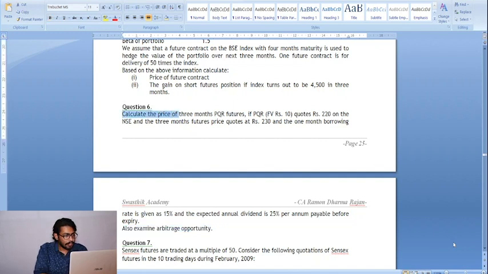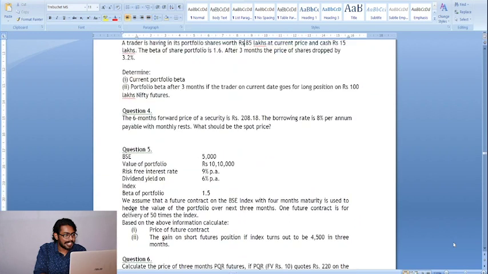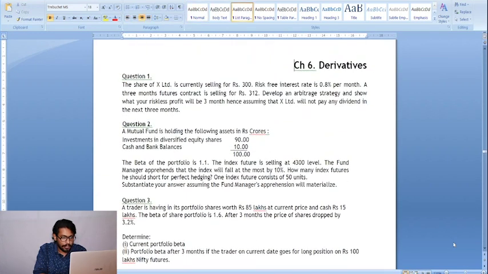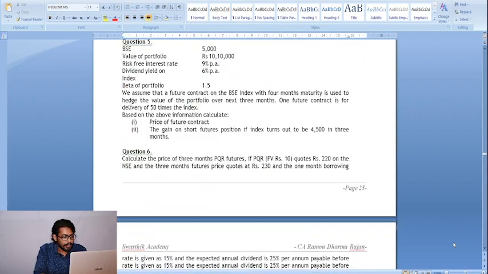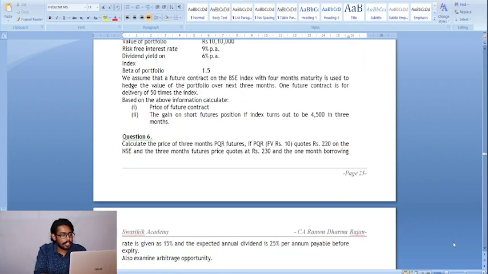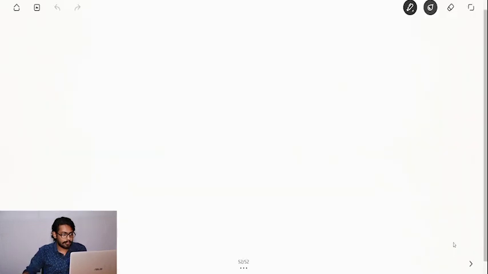So first is to calculate the price of 3 months PQR futures. It's quoted at 230, but you have to calculate the price. Also examine the arbitrage opportunity. So it is exactly the same as question number 1. I'm not going to do the whole thing again for you. I'm just going to have a short discussion on this point. Expected annual dividend is 25%. So guys, pay attention.